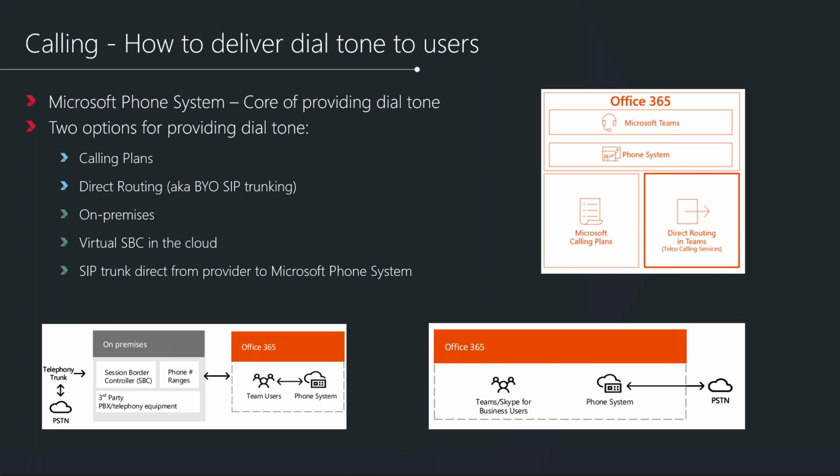If for whatever reason you can't use calling plans, the typical reason is you have users in a country that doesn't support calling plans at the moment. So as we saw, the list is quite limited at the moment. There's about 15 countries on the list. So if you've got users anywhere else and they want an in-country DDI number, you'll need to look at direct routing.